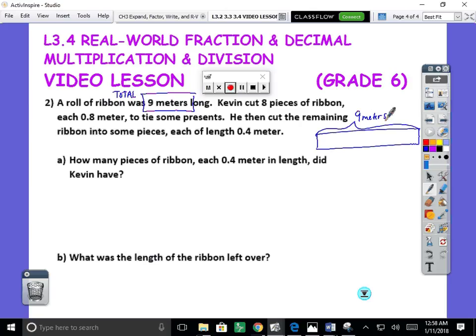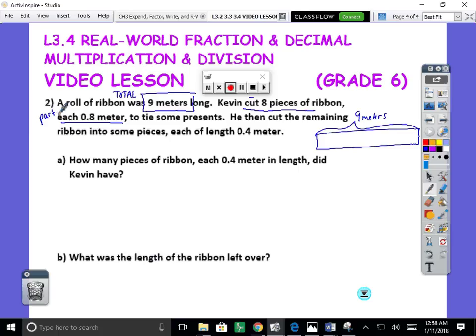Okay, what did it say next? Let's do a reread. I always do that when I'm in a word problem. I have to go back and find that important information. Kevin, oh, that's nice information. But he cut 8 pieces of ribbon. Oh, this is important. He's going to cut, or in this case, take away 8 pieces of ribbon. But there's more to it. I need to know how long those ribbons are. So it says each of them is 0 and 8/10 meter. Oh, that is the size of the pieces. Okay, so each part is going to be 8/10 of a meter.